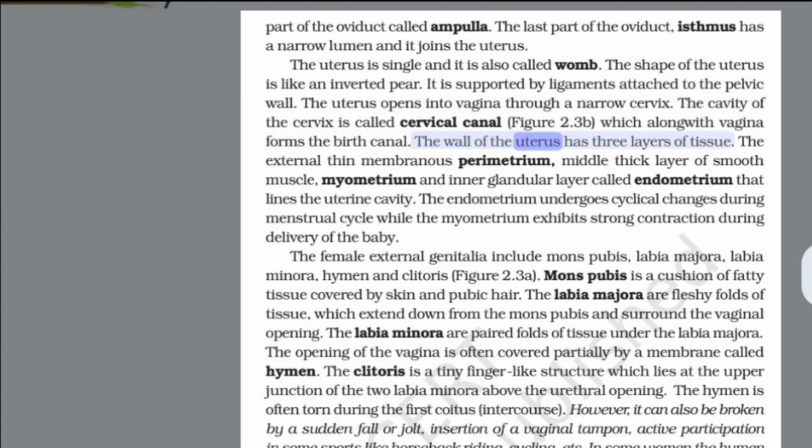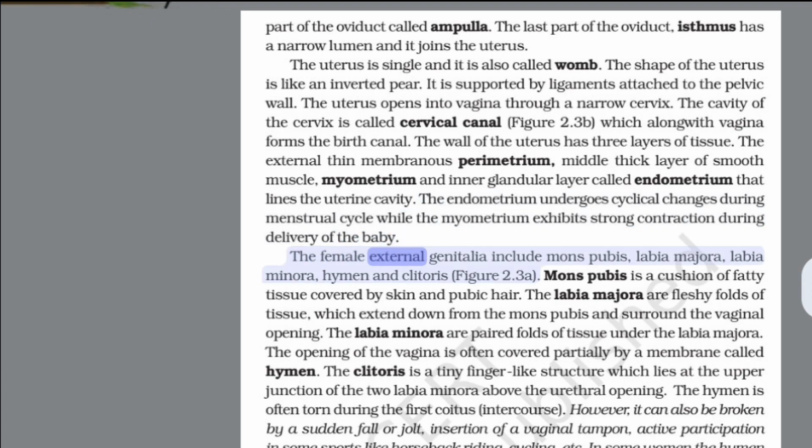The wall of the uterus has 3 layers of tissue: the external thin membranous perimetrium, the middle thick layer of smooth muscle, myometrium, and the inner glandular layer, called endometrium, that lines the uterine cavity. The endometrium undergoes cyclical changes during the menstrual cycle, while the myometrium exhibits strong contraction during delivery of the baby.